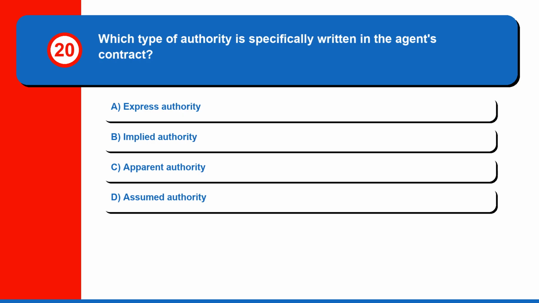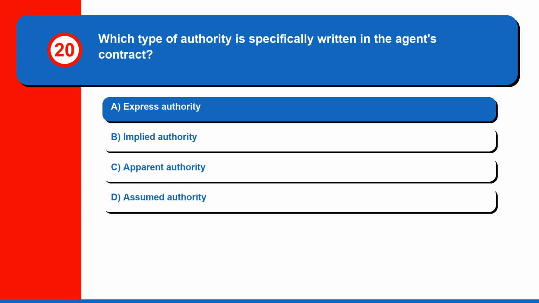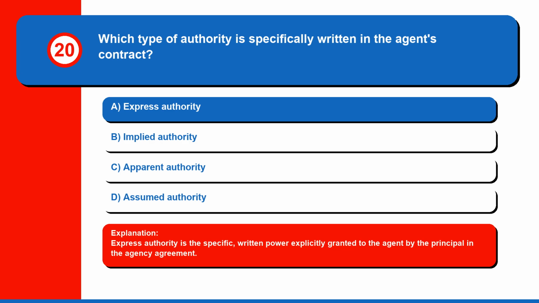Question 20. Which type of authority is specifically written in the agent's contract? A. Express authority. B. Implied authority. C. Apparent authority. Or D. Assumed authority? The correct answer is A. Express authority. Express authority is the specific, written power explicitly granted to the agent by the principal in the agency agreement.